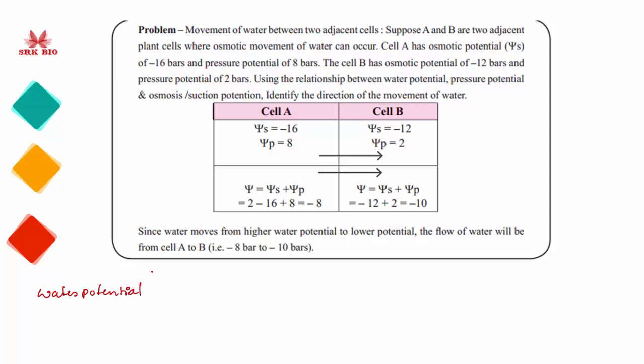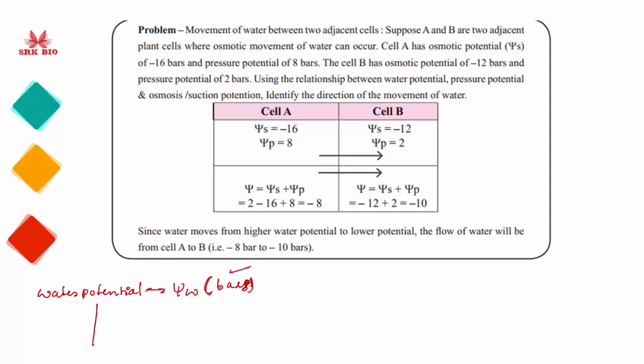Water potential is represented by psi W. The unit used to measure it is bars or Pascal. Both of them are used, but generally we consider bars. So water potential is the difference in the free energy of pure water and water in a solution.